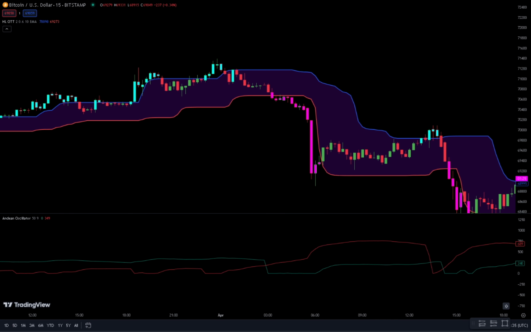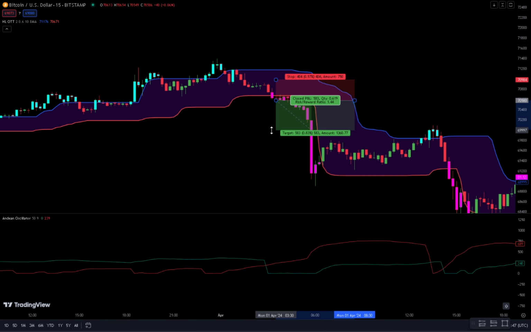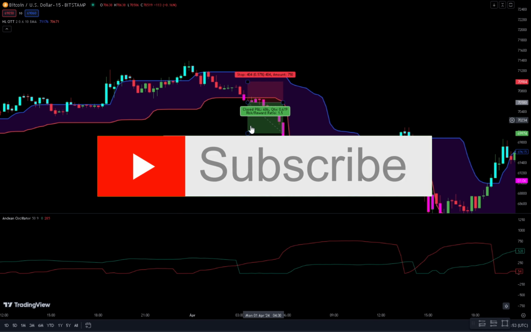How to place a sell order? When the Andean Oscillator signals a sell entry, pay attention to the price candlestick. Ensure that the price candlestick has broken out to the downside, meaning the candlestick color has changed to pink. If all conditions are met, you can place a sell order after the candlestick is closed. Set the stop loss at the latest swing high. Use a target take profit with a risk and reward ratio of 1 to 1.5.